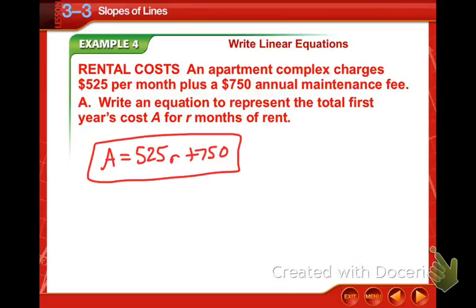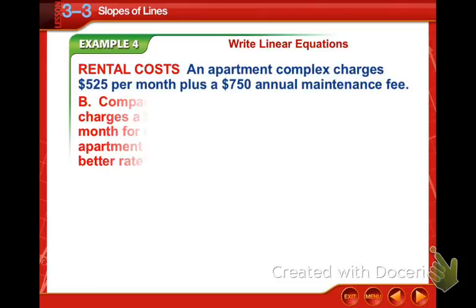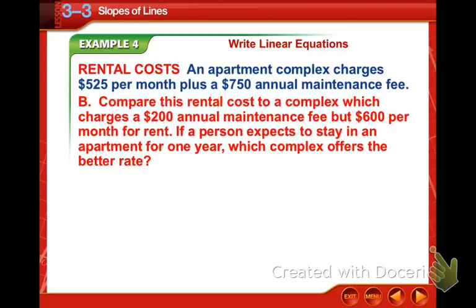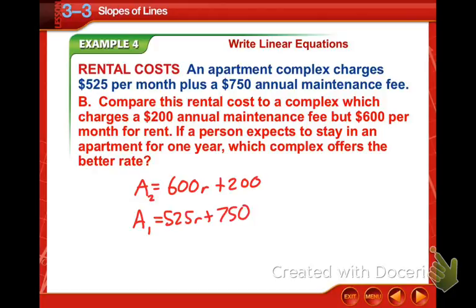Now we're going to use this equation for the second part. This one says there's a different apartment. Well, it has the same concept, but now the rent, A, is equal to 600 times the number of months plus only a $200 fee. So this is what we'll call A2. We want to figure out if A1 is 525R plus 750, which one's cheaper after an R of 12.